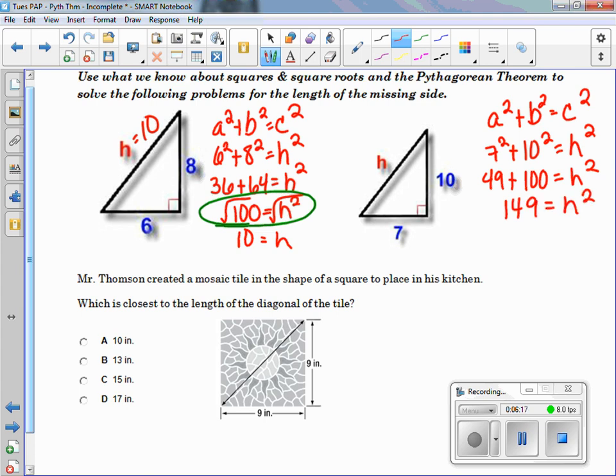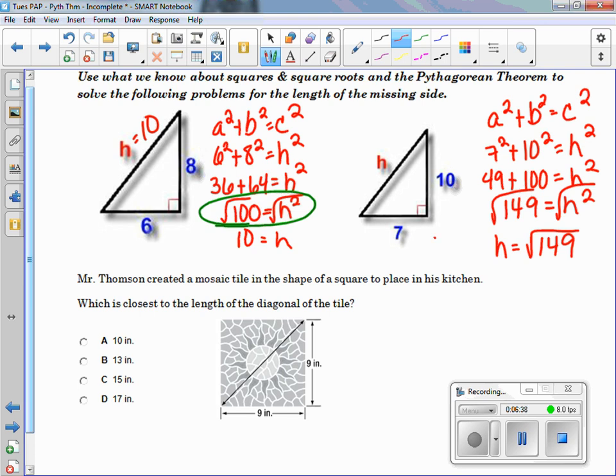Now the problem here is that for h squared, there is not a number times a number that equals 149. So I'm actually going to have to do some estimating here. And that's where that square root property comes in. You have to realize that h is going to be the square root of 149. Now, eventually you will learn how to simplify this, but that's not this year.